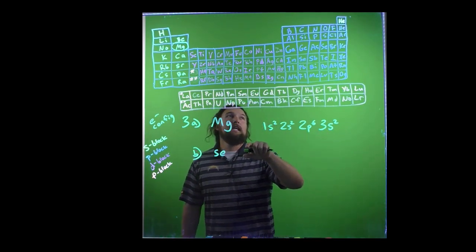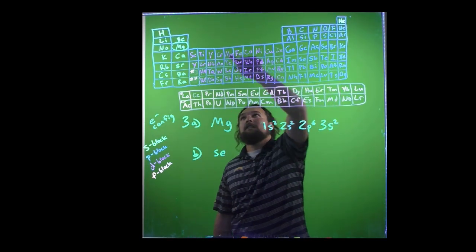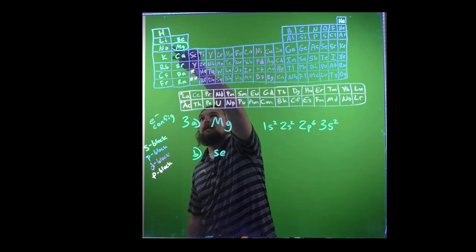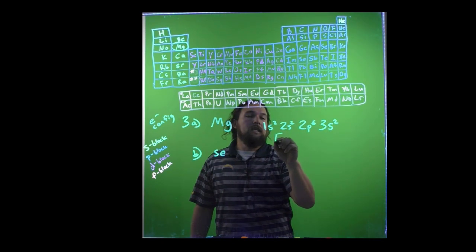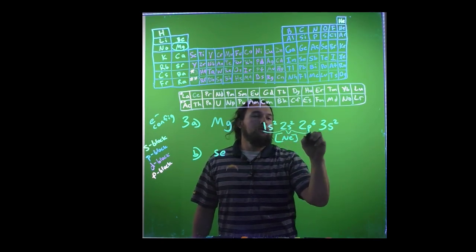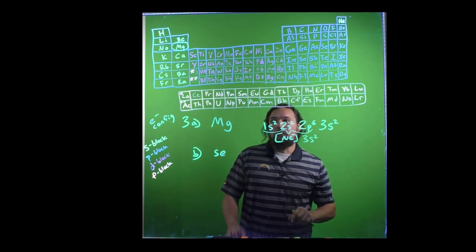Now, with the noble gas shortcut, we can go to the noble gas nearest to magnesium. So we go backwards 1, 2, neon. Another thing we could do is put neon in brackets. And what that represents is everything up to 1s2, 2s2, 2p6. So we could just simply write for magnesium [Ne] 3s2. Either of these are good.